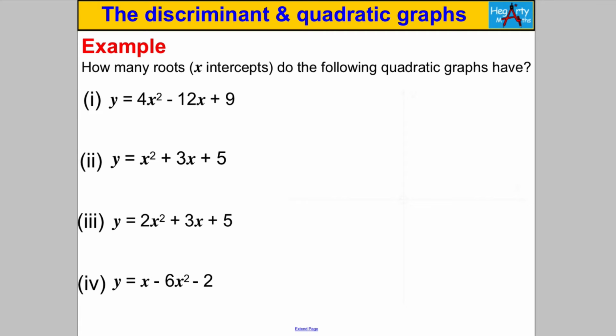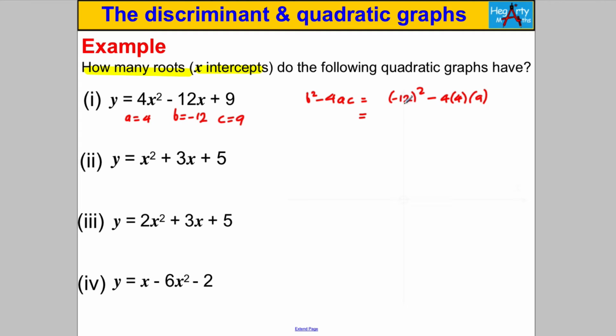Now, all the question asks us is how many roots or x-intercepts do the following quadratics have? It doesn't ask you to draw them and work them out, just how many. So all you've got to do is say that in this case a is 4, b is negative 12, and c is positive 9. And we're going to work out b squared subtract 4ac. That's going to equal negative 12 squared, take away 4 multiplied by 4 multiplied by 9.